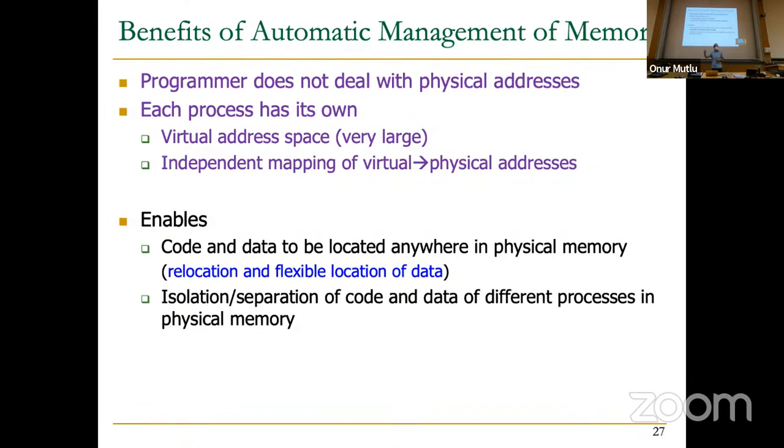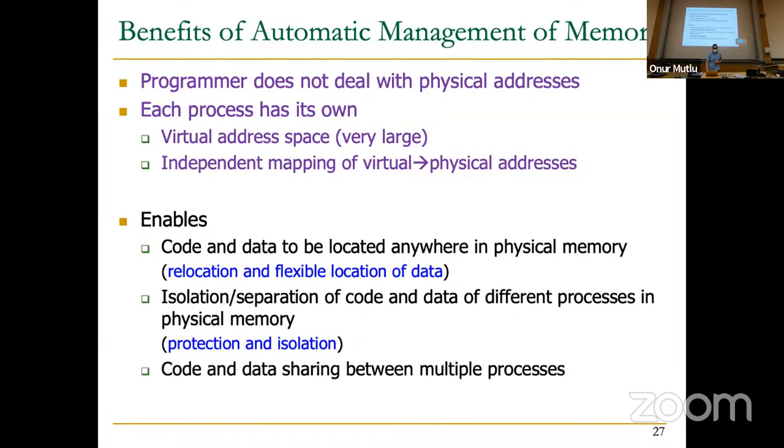So one process should not have access potentially to data of other process and vice versa. So this is going to be protection and isolation. This is a different benefit of virtual memory, and we're going to talk about that. And then it also enables code and data sharing between multiple processes. If one process wants to share code and data with another process, they can basically map their virtual addresses to the same physical address, as we will see.